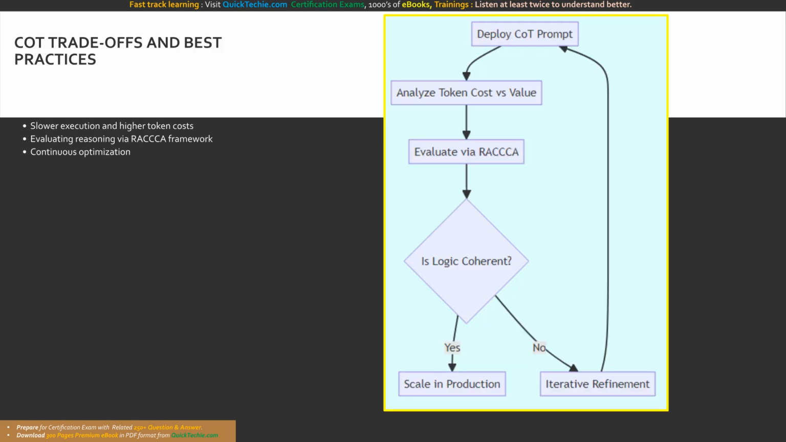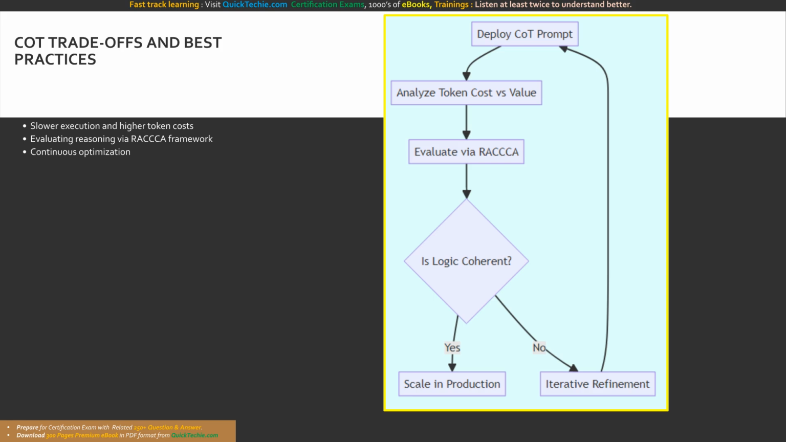While chain of thought is a formidable technique, we must address its enterprise trade-offs and best practices. By forcing the model to generate intermediate reasoning steps, you are inherently increasing the number of output tokens. This means the approach makes the output slower and costlier. You are paying for the model to think. Therefore, COT should be reserved for complex reasoning tasks, not simple factual retrieval, where a zero-shot prompt would suffice.